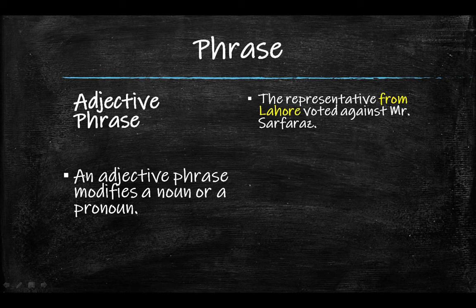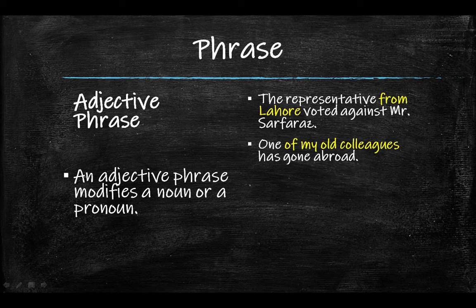They are placed immediately after nouns and they describe those nouns. It's very simple. So from Lahore tells us more about the representative. That's why we're calling it adjective phrase. Otherwise, it's a prepositional phrase from structural point of view. From is preposition and Lahore is object of preposition. One of my old colleagues has gone abroad.